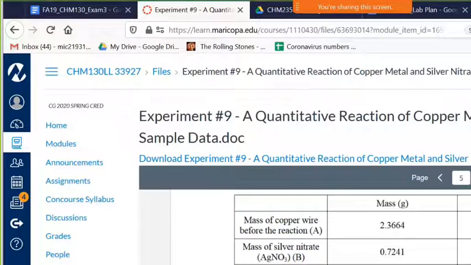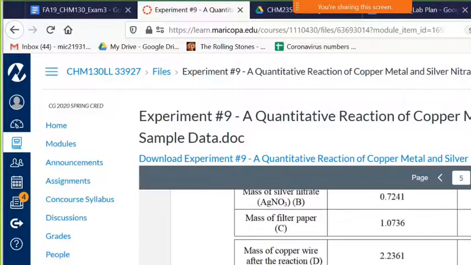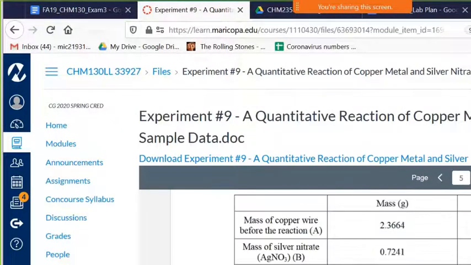It's a low number, so in that ballpark, that makes sense. What are we doing? A minus D. 2 point.